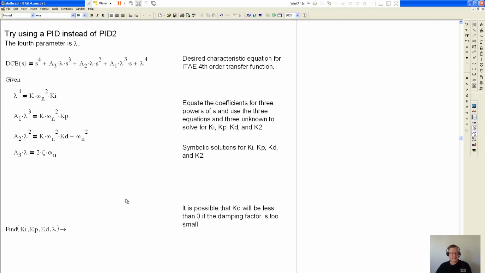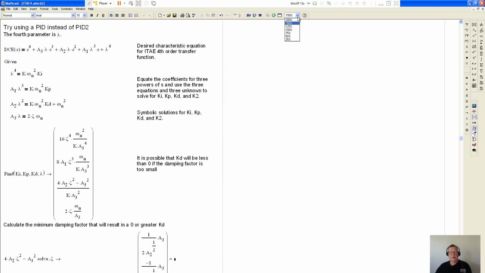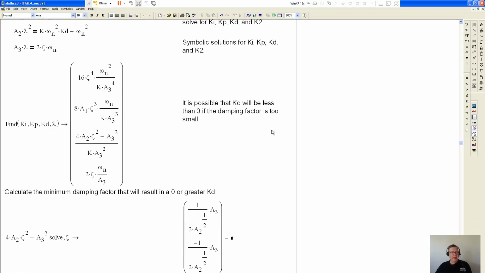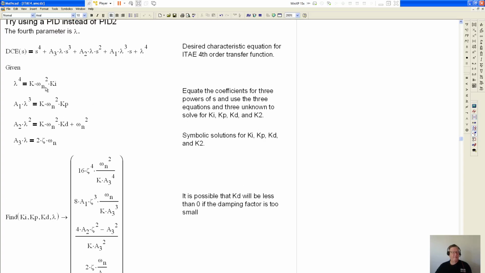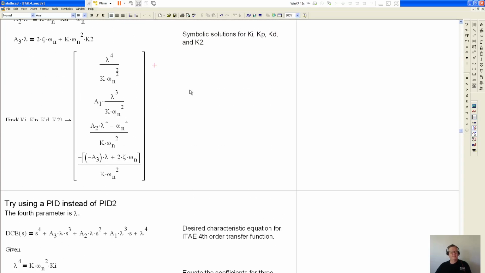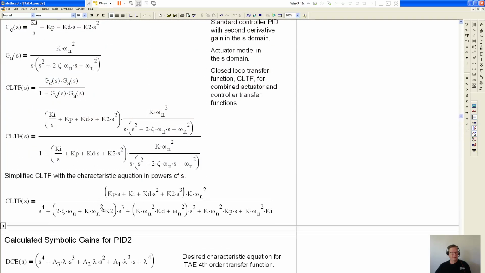Now, I'm going to compare this with a PID. Let me make this small and big again. Okay, and basically it's matching the same coefficients as before. These are the same coefficients, but this is different because I no longer have the plus K2 term. So I only have the 2 times zeta omega term that you see up here. This term has gone away.